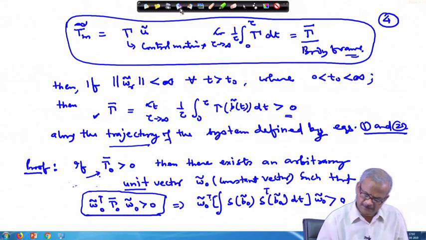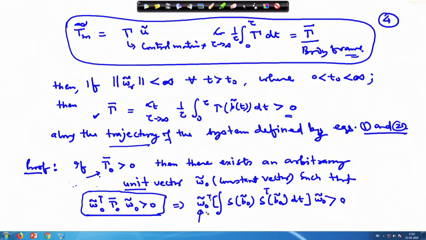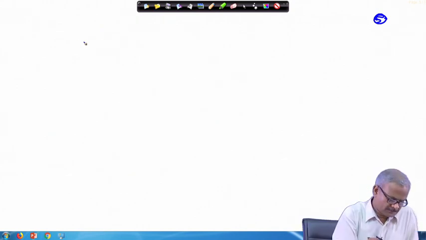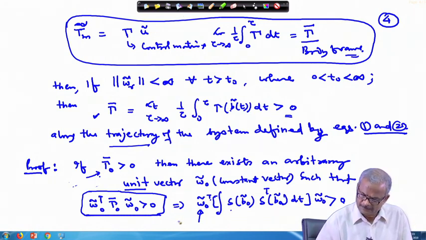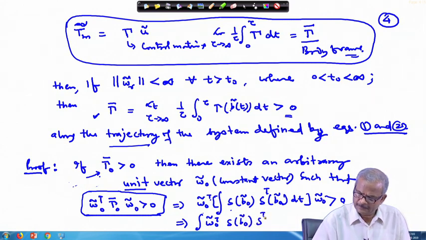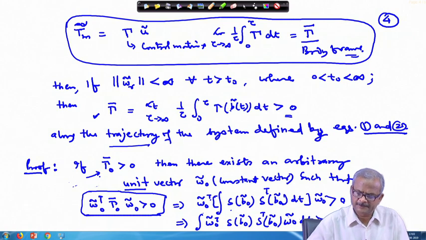Okay, now, because this omega 0 is a constant vector, this can be taken inside the integration sign. Okay. So, we write like this, that this will be equal to, so this implies omega 0 tilde transpose times S B 0 tilde B 0 tilde dt, this will be greater than 0.